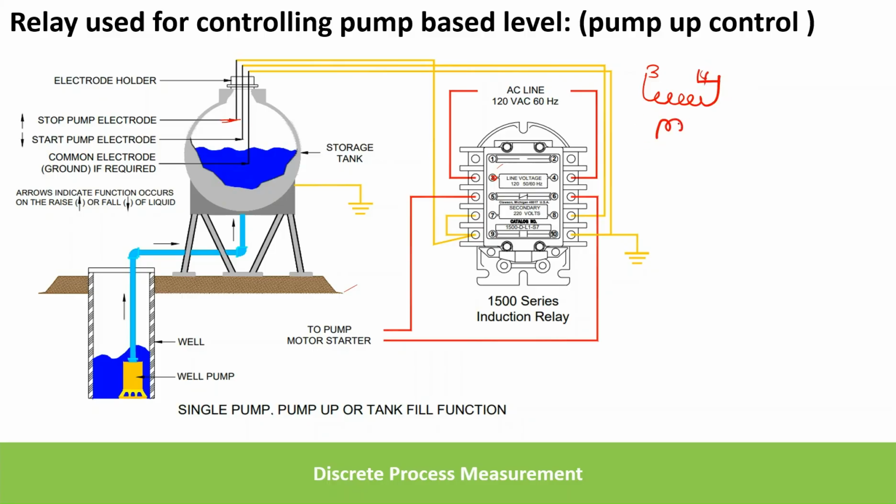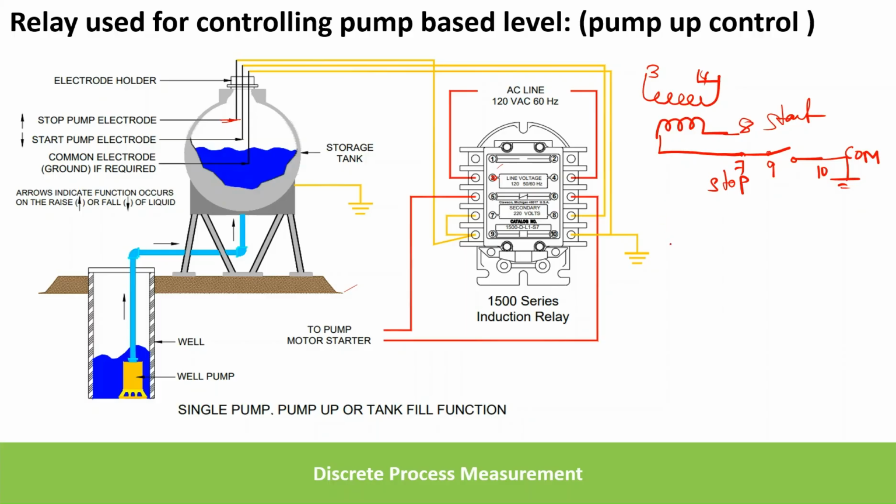And secondary coil terminals are given by 8 and 7. And 7 is connected to one NO contact which is given by 9, and another side is connected to 10 which is grounded, and this is also connected to common electrode. And 8 is connected to start electrode, and 7 is connected to stop electrode.